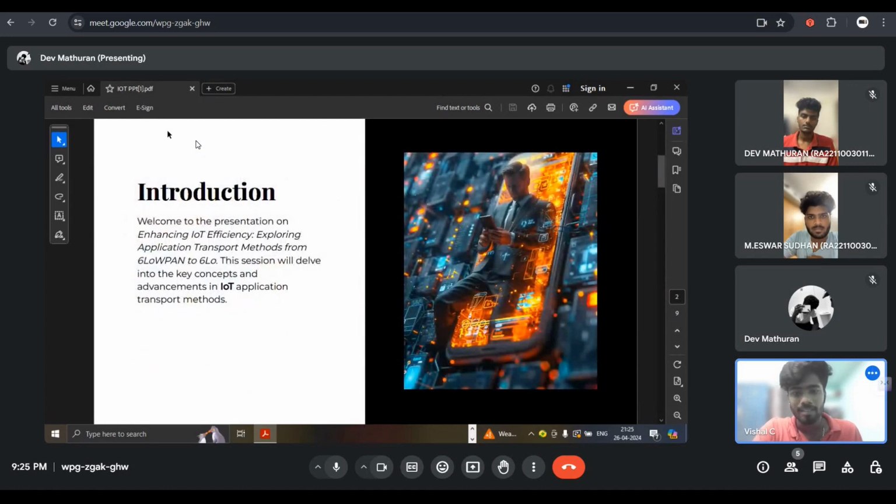The Internet of Things has revolutionized the way devices communicate and interact with each other, leading to a more connected and efficient world. One of the key challenges in IoT is ensuring efficient communication between devices, especially considering the diversity of devices and the constraints they operate under, such as limited power, memory, and bandwidth. In this exploration, we delve into the evolution of application transport methods from 6LoWPAN to 6LO, aiming to enhance efficiency in IoT networks.